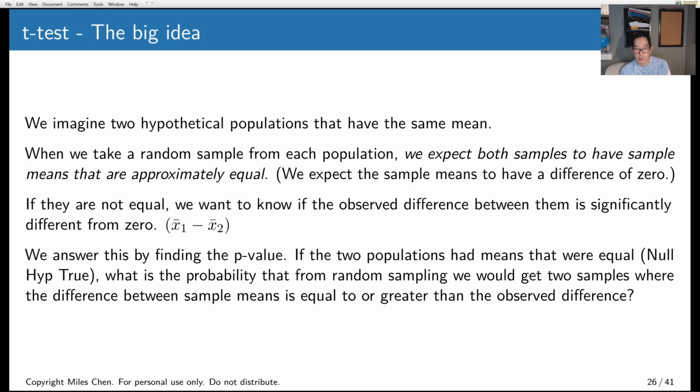That is, if the two populations had means that were equal, or in other words, if the null hypothesis were true, what is the probability that just from random sampling, we would get two samples where the difference is what we observed or something more?